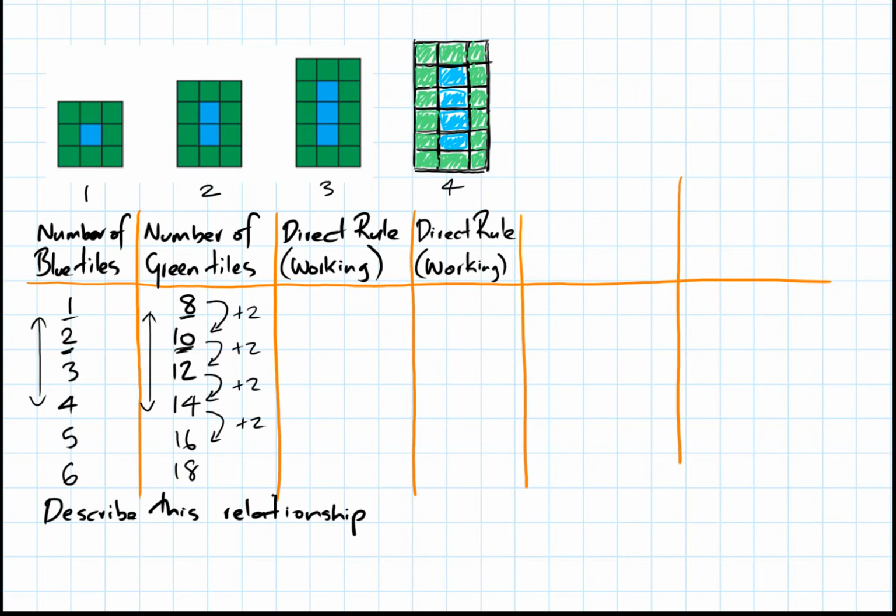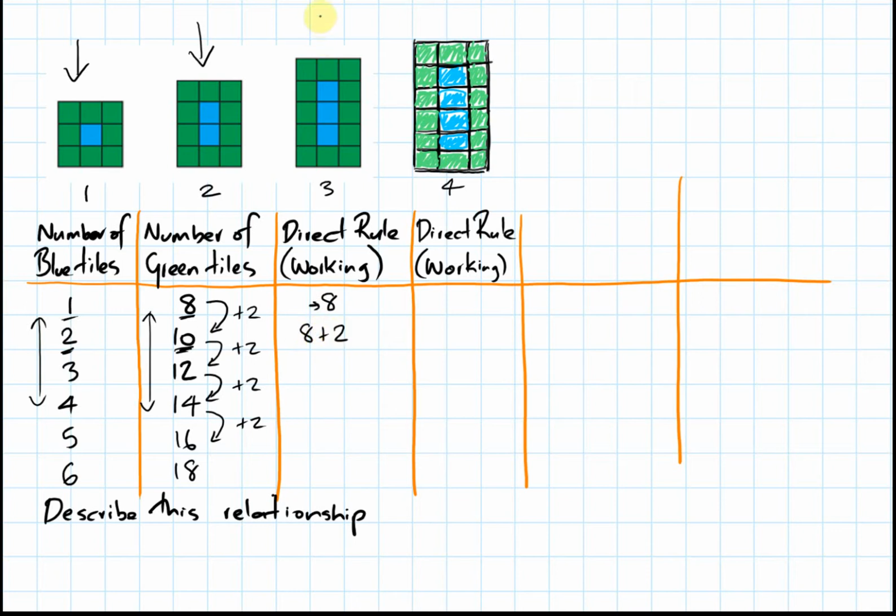So what I want to look at is how am I getting the number of green tiles from the number of blue tiles. And this is where we produce another column where we look at trying to work out what the relationship is. So if we look at the first pattern here, we know we end up with eight green tiles. If we look at the second pattern, we end up with 10 tiles, but this comes from the previous eight tiles plus another two.